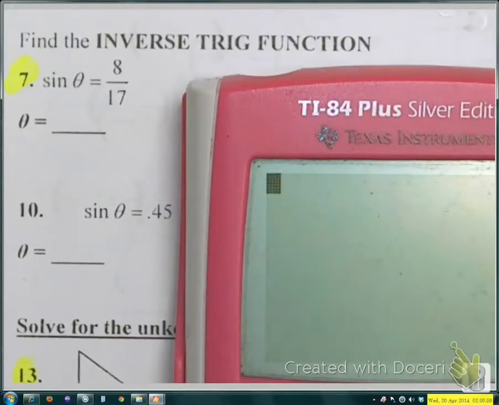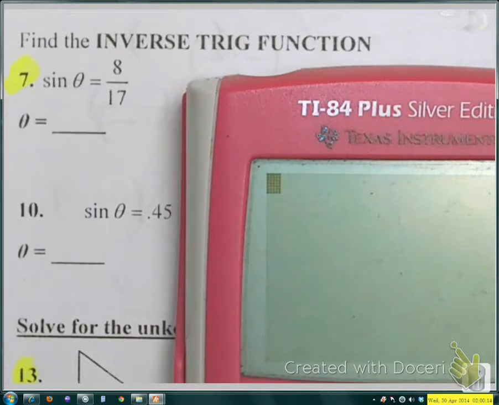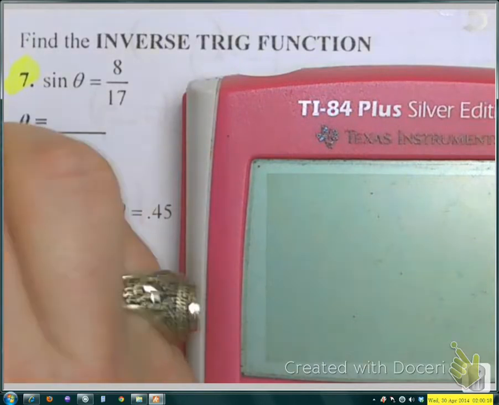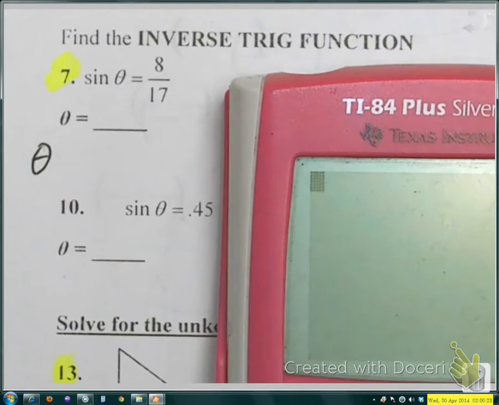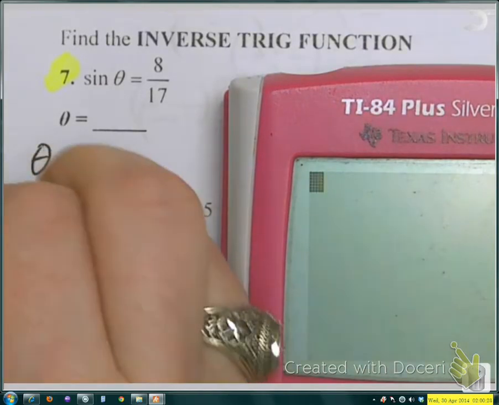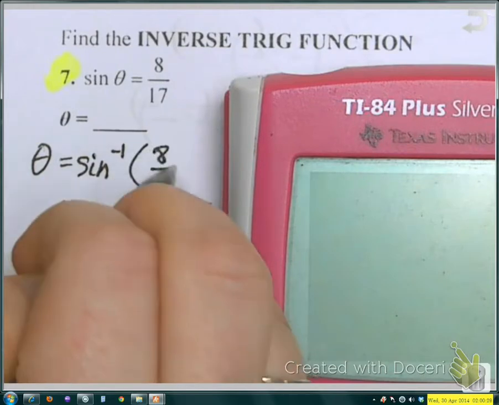Okay, inverse trig functions. We use the inverse trig function in order to find or solve for the angle. So in this case, in number 7 in our homework packet, we're given that the sine of theta, theta is the angle, is equal to 8 divided by 17. So we want to get the theta by itself. In order to do that, we say that theta is equal to the inverse sine of 8 divided by 17.